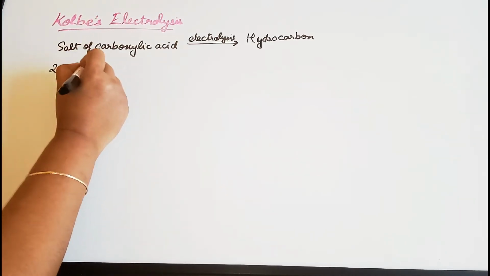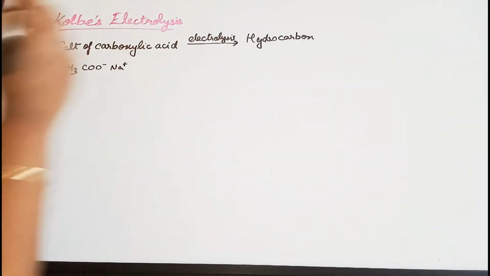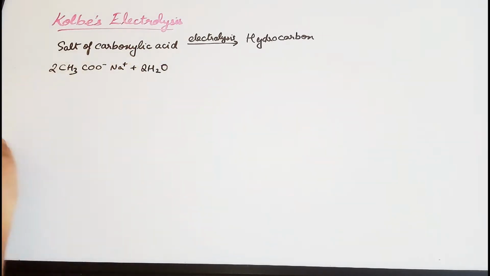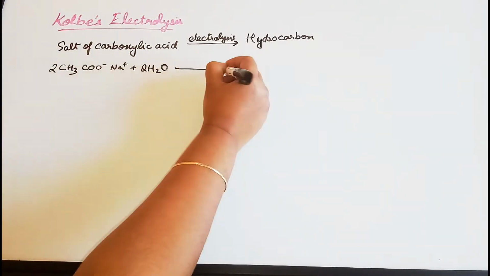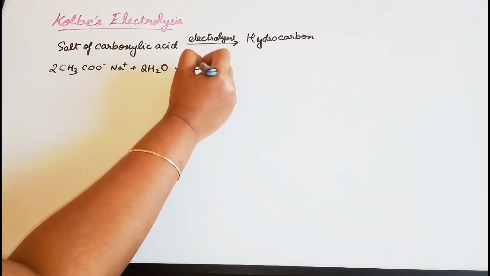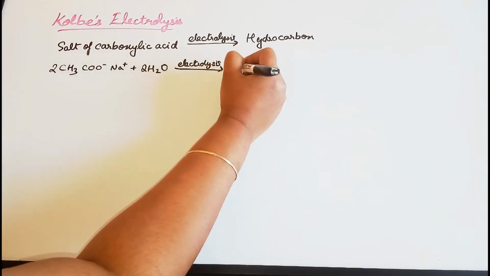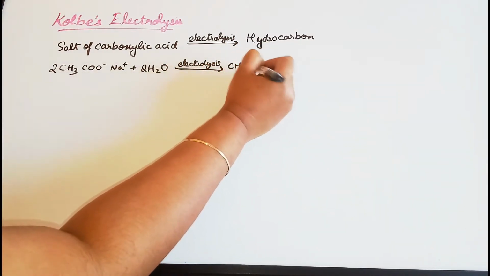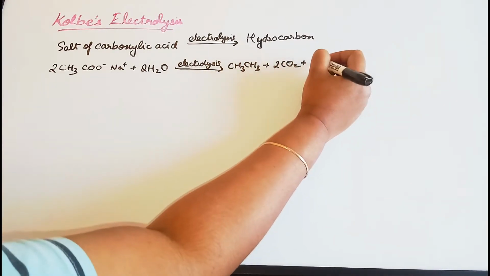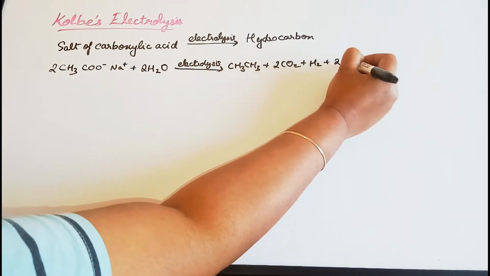So 2CH3COO⁻ Na⁺ is undergoing electrolysis in water. So it's an aqueous solution. It is undergoing electrolysis, and this gives us ethane and carbon dioxide and hydrogen and sodium hydroxide.